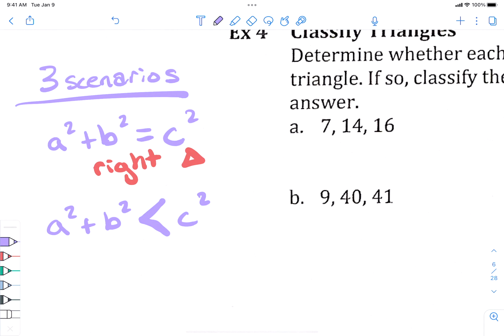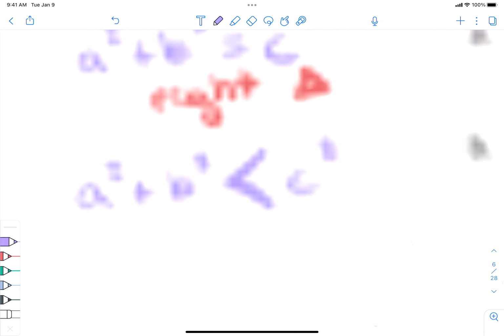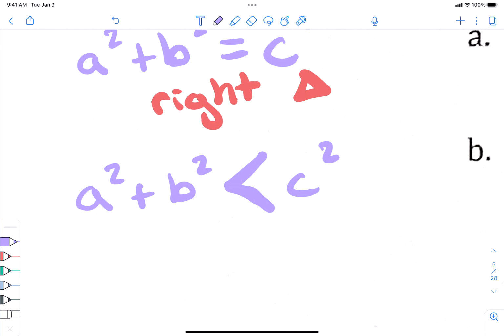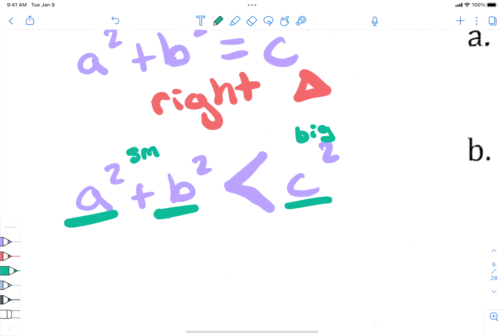a squared plus b squared is less than c squared, watch this. If this happens, these two sides, even when I add them together, are still smaller than this one. This is only one side, but it's still bigger than the other two added together. That means I have one side that is really big. What does this mean? Obtuse. He's an obtuse triangle, right?